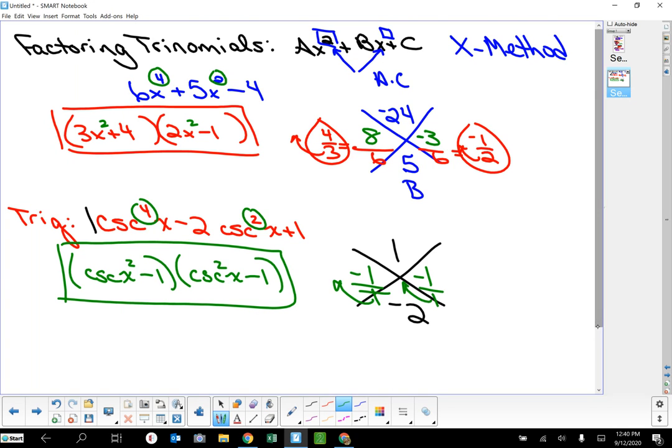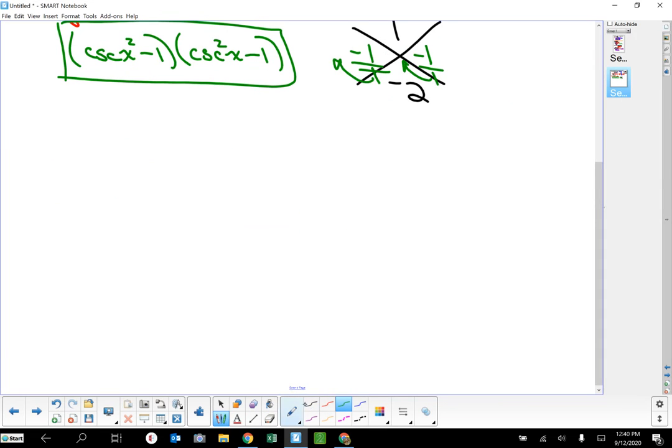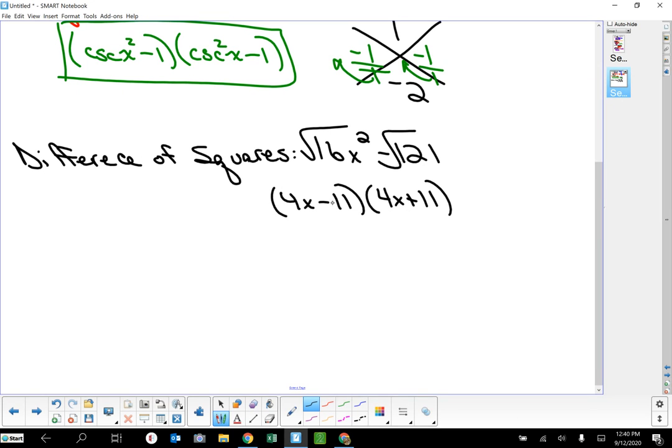All right, difference of squares. I know this is a lot really fast, but you guys should be good at factoring. Difference of squares. The example numerically, 16x squared minus 121. That factors into 4x minus 11 and 4x plus 11, right? You're taking the root of each of these, and then one is positive and one is negative. That's all that's happening there. It's not a big deal.